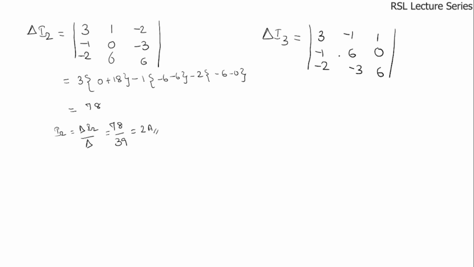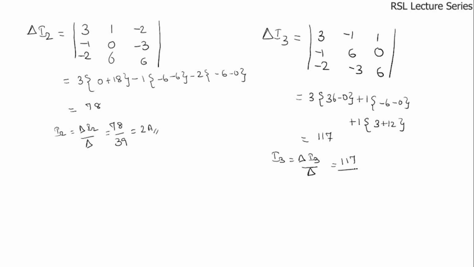Now for delta I3, we replace the third column with the right hand side matrix. The first two columns will remain the same. So now we find the determinant value: 3 into (36 minus 0) plus 1 into (minus 6 minus 0) plus 1 into (3 plus 12). On simplification, delta I3 will be equal to 117. So I3 is equal to delta I3 divided by delta, 117 divided by 39, which is equal to 3 ampere.